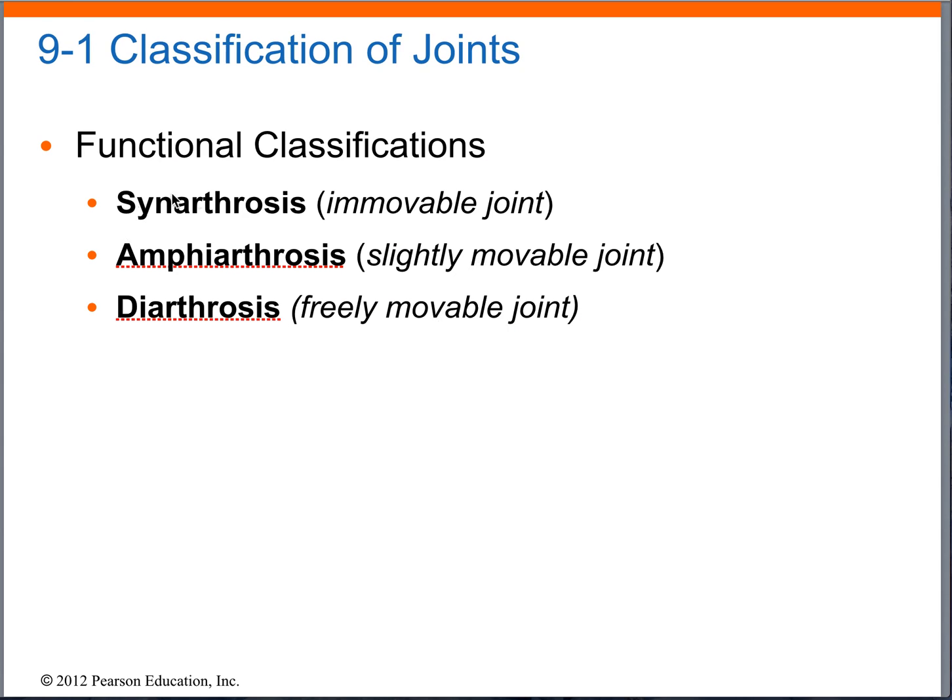So here we go. Synarthrotic, immovable, doesn't move. Amphiarthrotic, slightly movable. Diarthrotic, freely movable. What's an example of synarthrotic? We said the sutures of the skull. What's an example of amphiarthrotic? We said pubic symphysis. And then diarthrotic was freely movable.